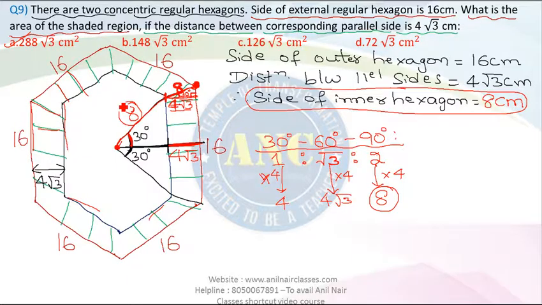So you know the side of the outer hexagon, you know the side of the inner hexagon. The area of the shaded portion is the outer hexagon, remove that inner hexagon, and you will be left with that shaded portion itself. This is how beautifully you need to understand and solve it. I hope it is very clear with respect to regular hexagon area.